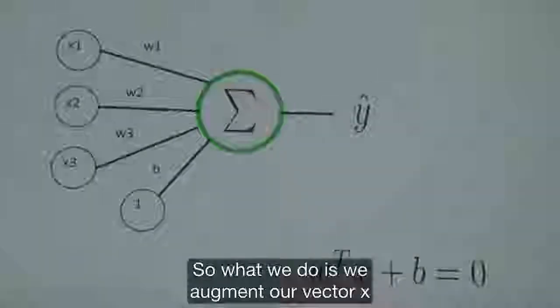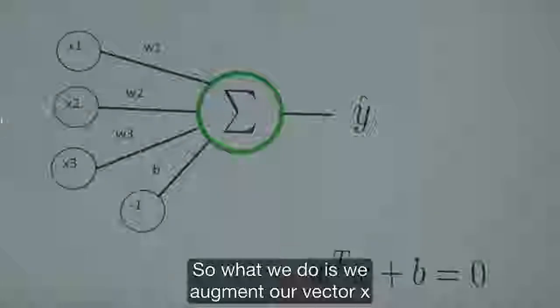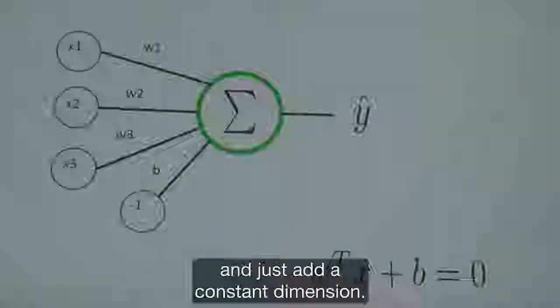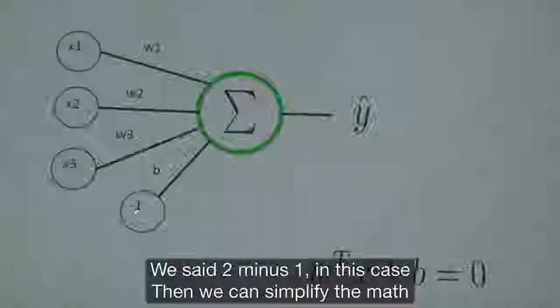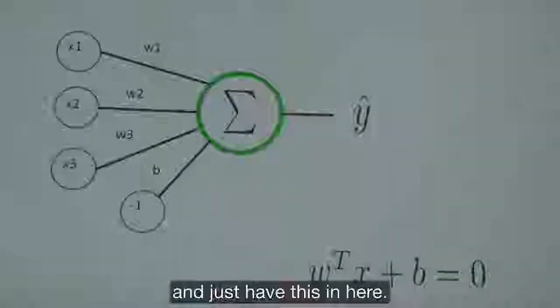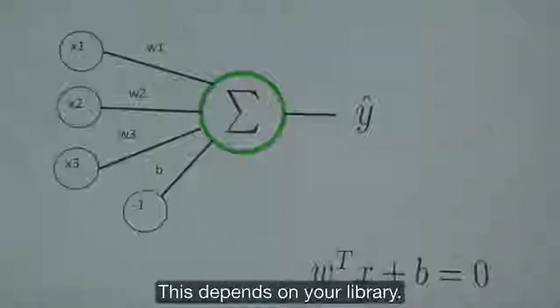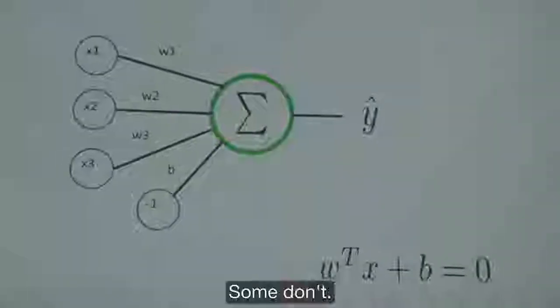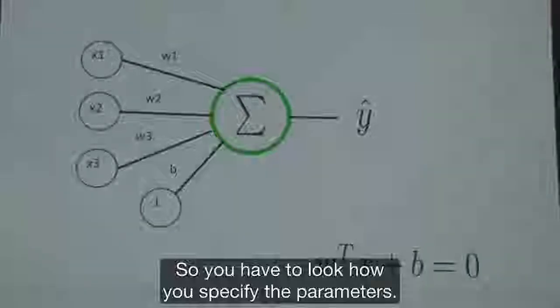So what we do is we augment our vector x and just add a constant dimension that we set to -1 in this case. And then we can simplify the math and just have this in here. So this depends on your library. Some do this trick, some don't. So you have to look how you specify the parameters.